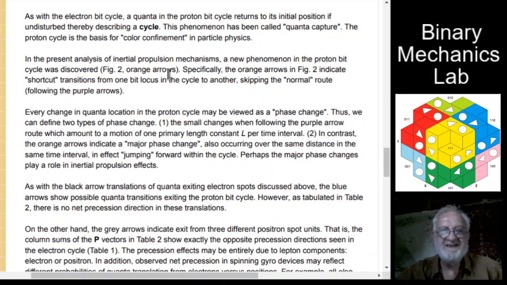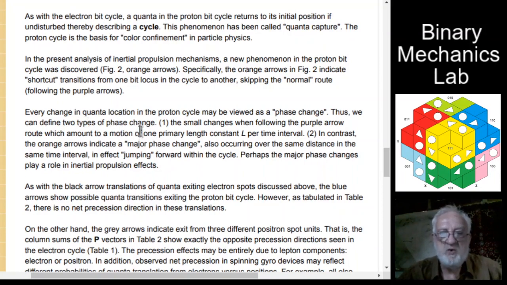In the present analysis of inertial propulsion mechanisms, a new phenomena in the proton bit cycle was discovered. Specifically, the orange arrows in figure 2 indicate shortcut transitions from one bit locus in the cycle to another, skipping the normal route following the purple arrows.